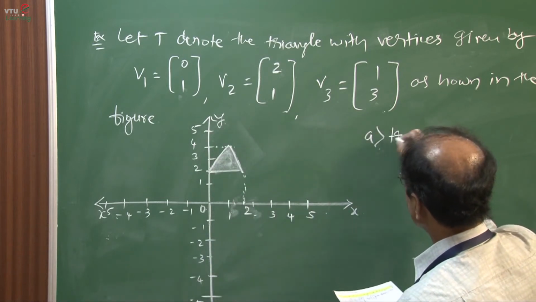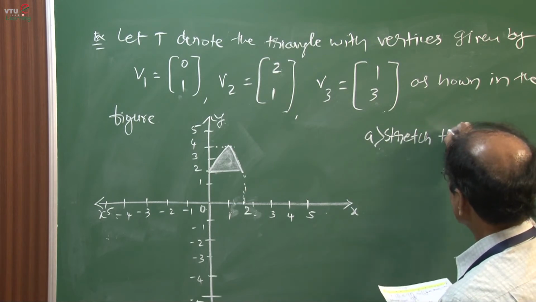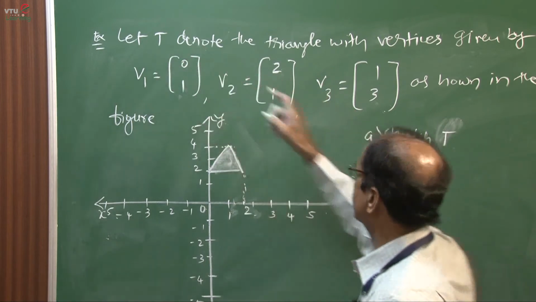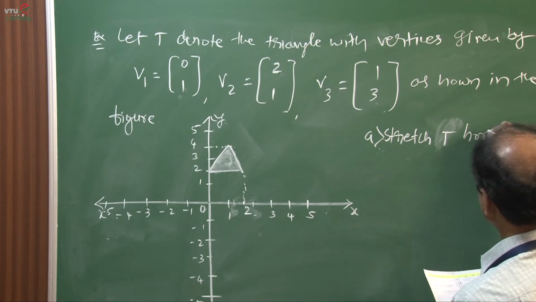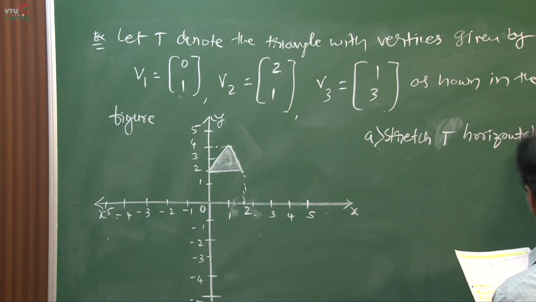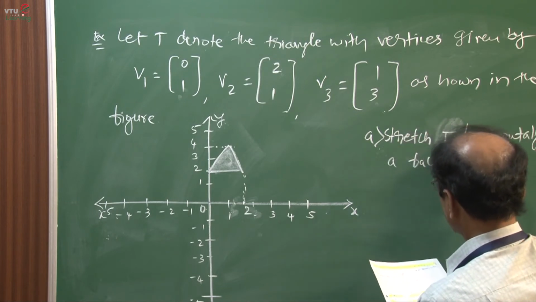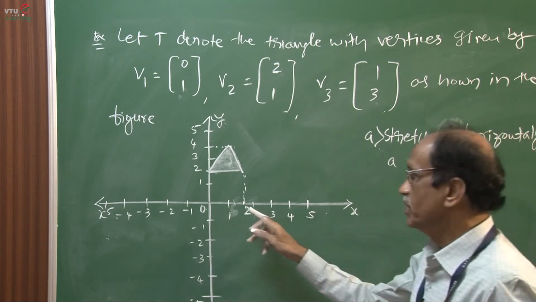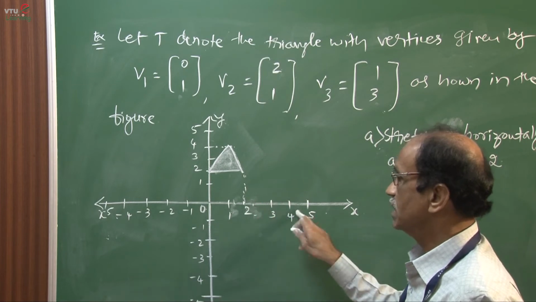A. Stretch the triangle, stretch T you can call it, because it is given as T for the triangle. Stretch T horizontally by a factor of 2. By a factor of 2 means from 2 to 3 and up to 4 you can call.